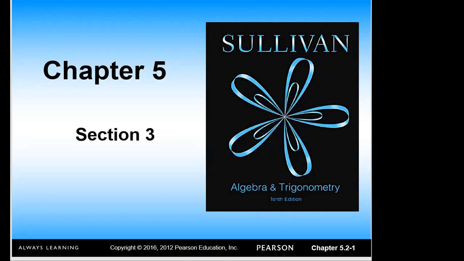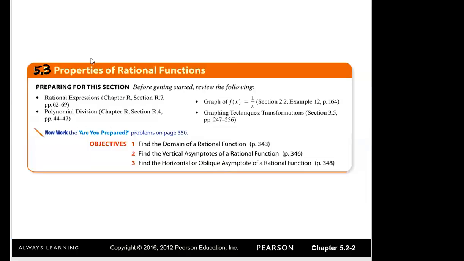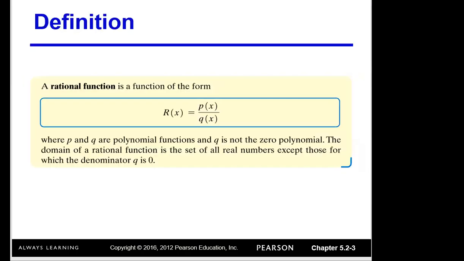Okay, we're going to cover section 3 today, and we're going to be looking at the domain again, but of rational functions. And then we're going to look at something called asymptotes: vertical asymptotes, horizontal asymptotes, and oblique asymptotes of a rational function. So first, I'm just going to define what a rational function is.